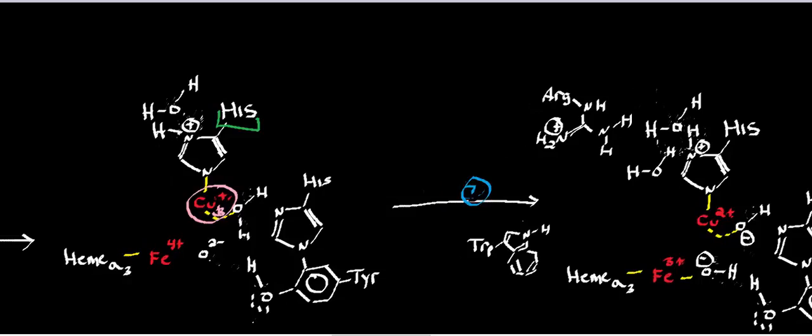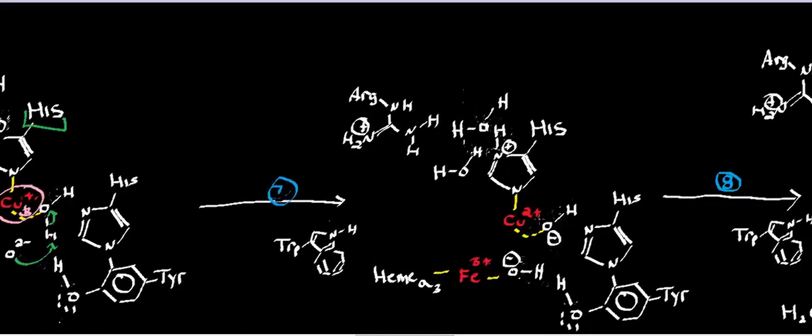Now, a relatively simple mechanistic step: copper B is going to transfer an electron to this iron of the heme, and then hydroxide is going to deprotonate this water that's coordinate covalently bound to the copper B. And so what you get at the end of that mechanistic step is copper B in the 2+ oxidation state with a bound hydroxide, and this iron 3+ of the heme A3, which is also bound to hydroxide.